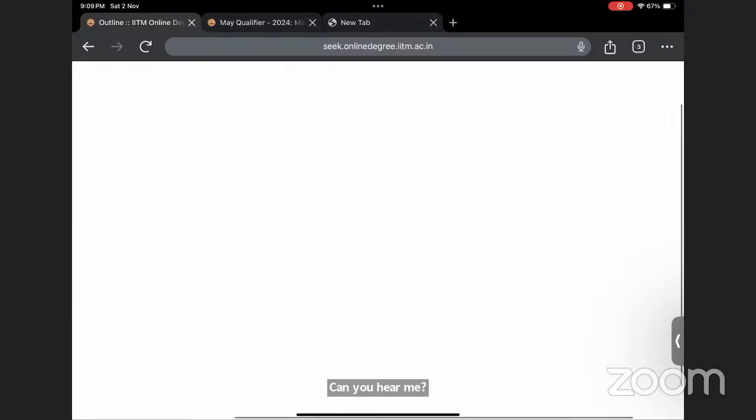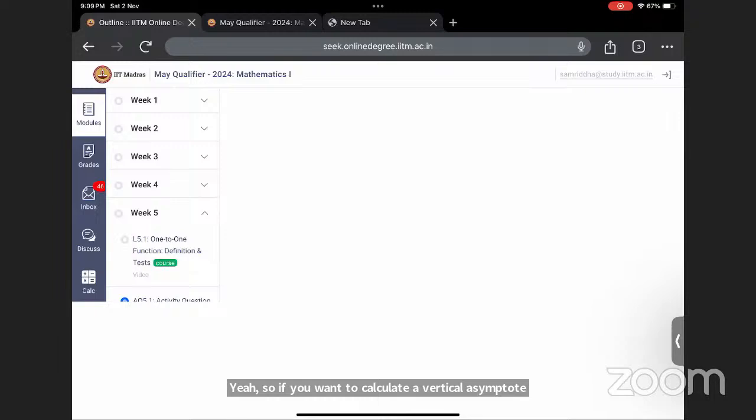So if you want to calculate the vertical asymptote, you just have to take y tending to infinity or y tending to minus infinity. That means if your f(x) tends to infinity or minus infinity, then you will get some value of x. For some value of x, this f(x) will be tending to infinity or minus infinity. Then you can check.